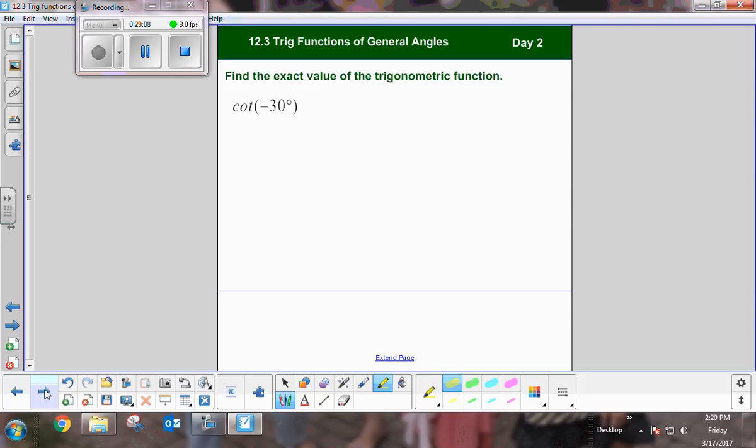Cotangent of -30 degrees. So, first thing that I'm going to do is draw my terminal side. Now that's -30, but what's my reference angle here? What's this angle? What's this reference angle? 30 degrees. Okay, but it's a quadrant 4 angle.